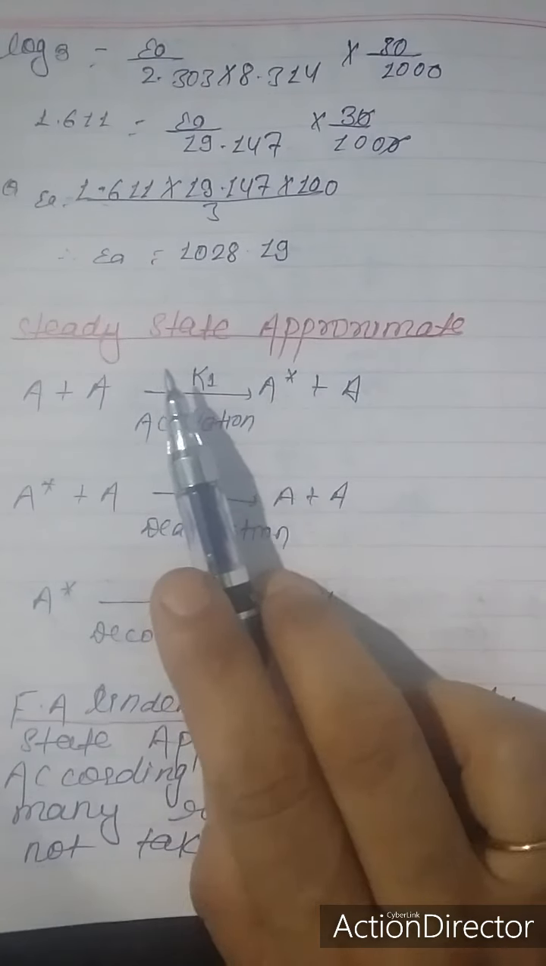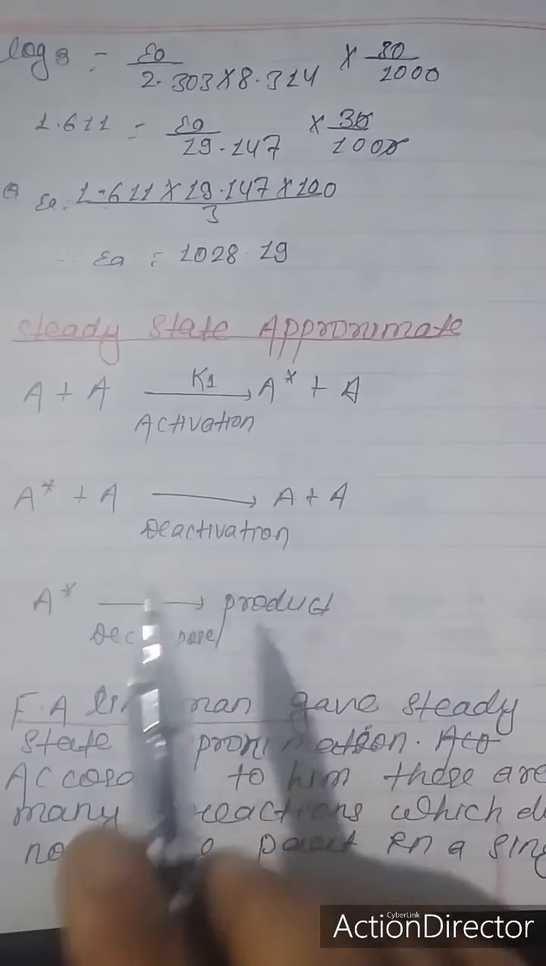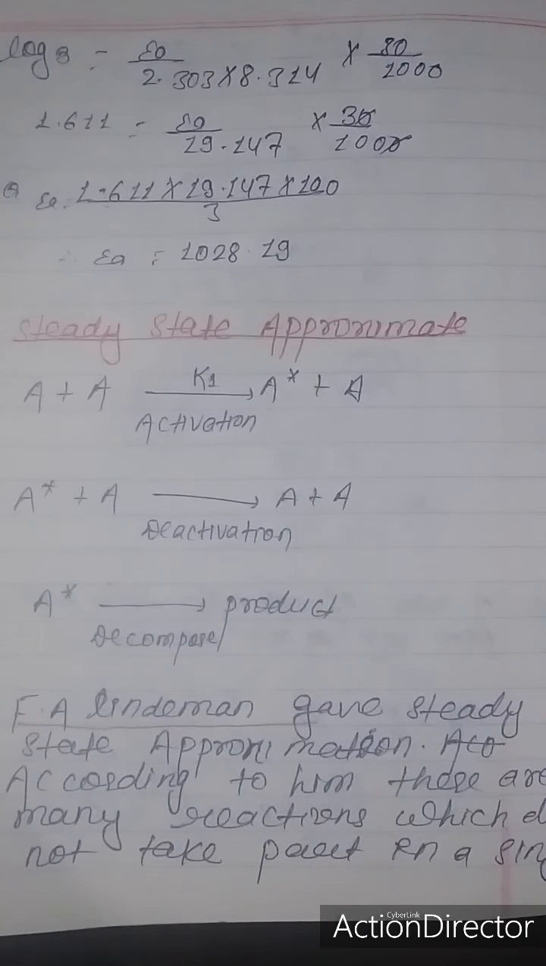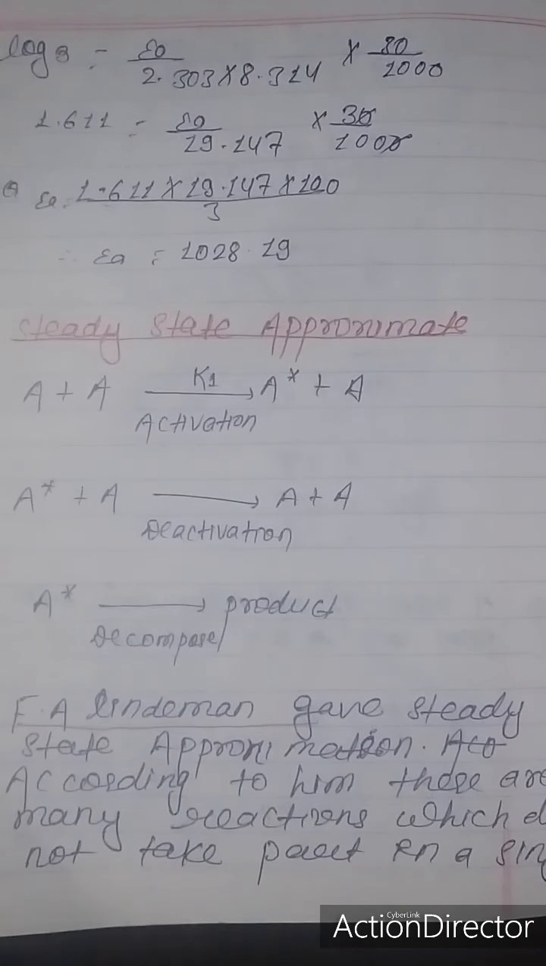Let us talk about the steady state approximation. This concept was given by Lindemann, and according to him there are many reactions which do not take place in a single step, but in many steps, and in between there is formation of intermediates. So according to him, the rate of formation of intermediate will be equal to the rate of disappearance of intermediate. That is, in the rate law equation, d by dt of intermediate should be equal to 0.